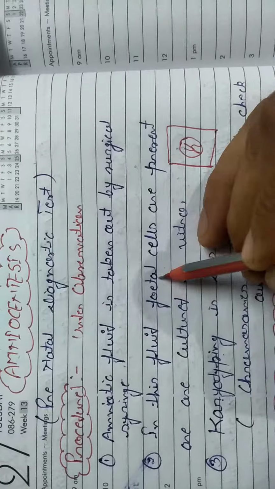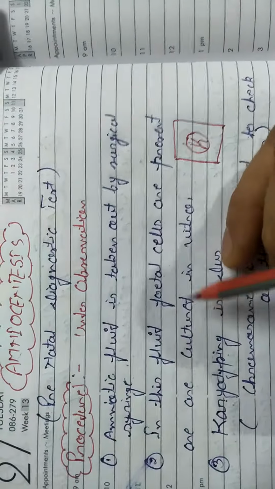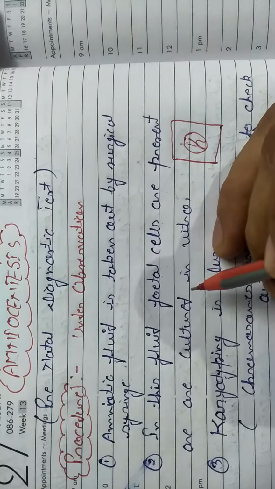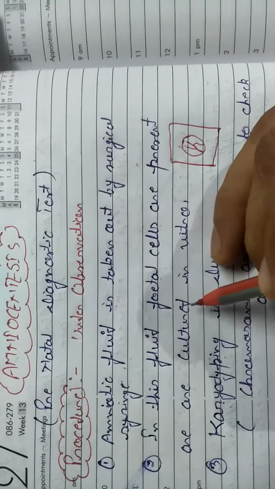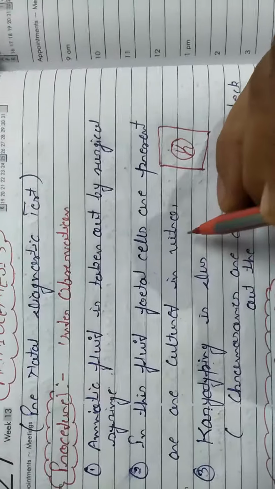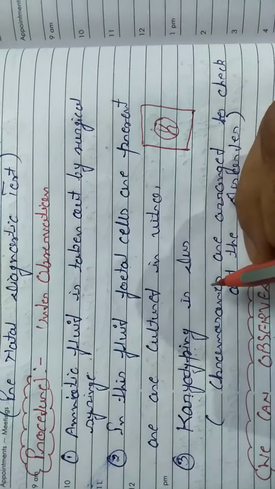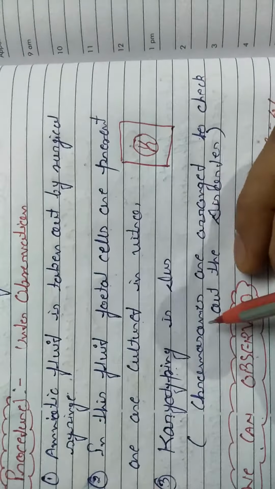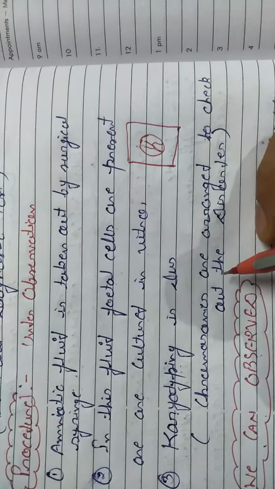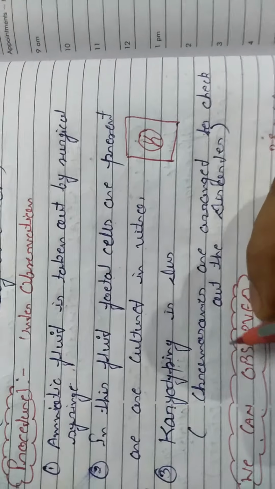In this fluid, different types of vital cells are present which play a very important role in detecting the different types of disorders present in the fetus. And we will culture them in vitro. In vitro means we culture them artificially. And then a process known as karyotyping is done. Karyotyping means the chromosomes are arranged to check for disorders. This is known as the karyotyping process.